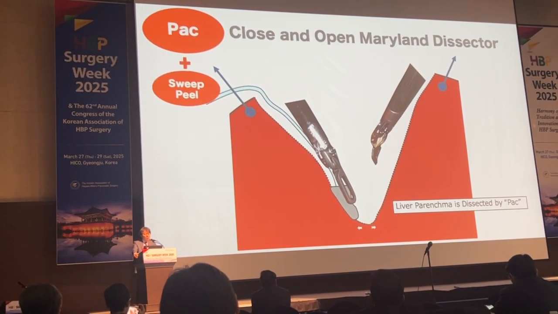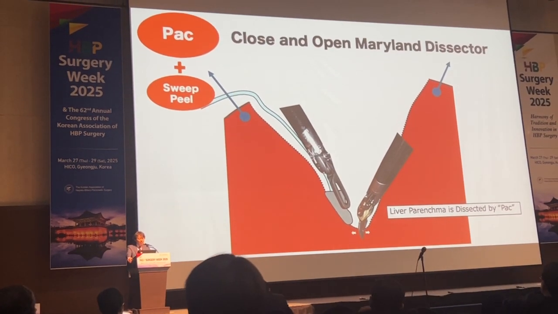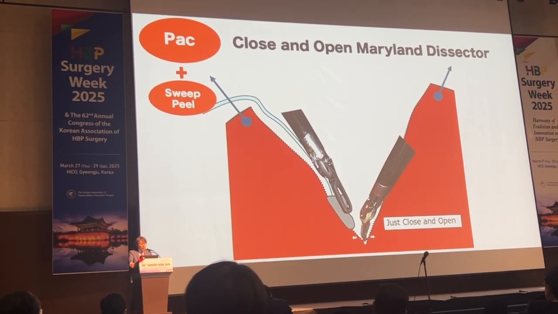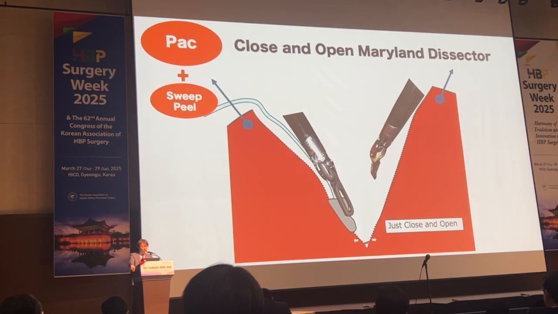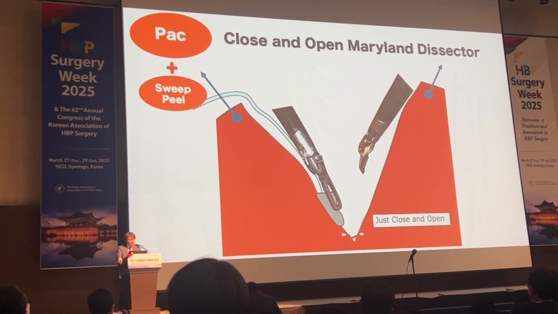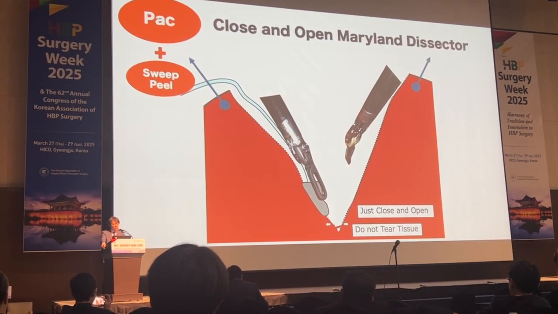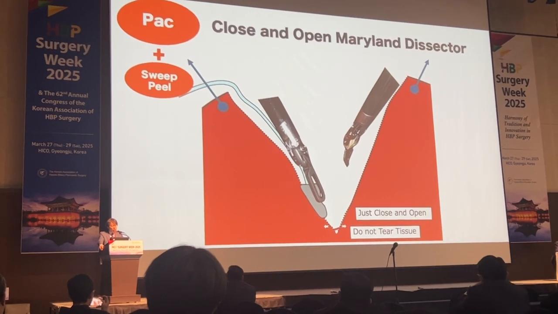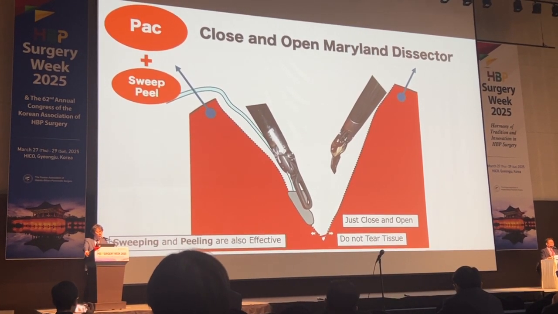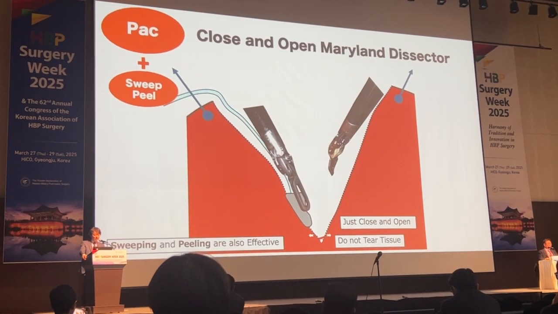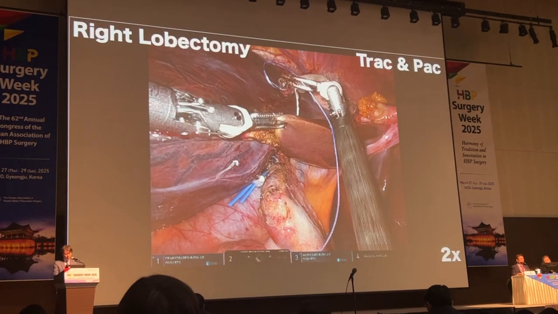The second motion of the Trac and Pac method is the motion of the right hand. We mainly use the Pac motion, a motion of closing and opening the forceps combined with bipolar self-coagulation, for parenchymal dissection. Never tear tissue, because tearing leads to unnecessary hemorrhage. Additionally, sweeping, the motion of tracing the cut surface gently, or peeling, the basic way of dissection, are also effective for the motion of the right arm.